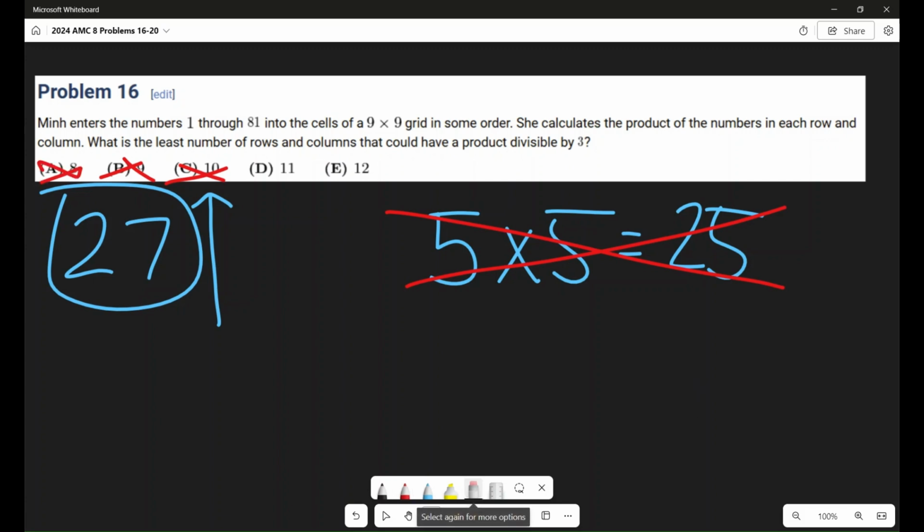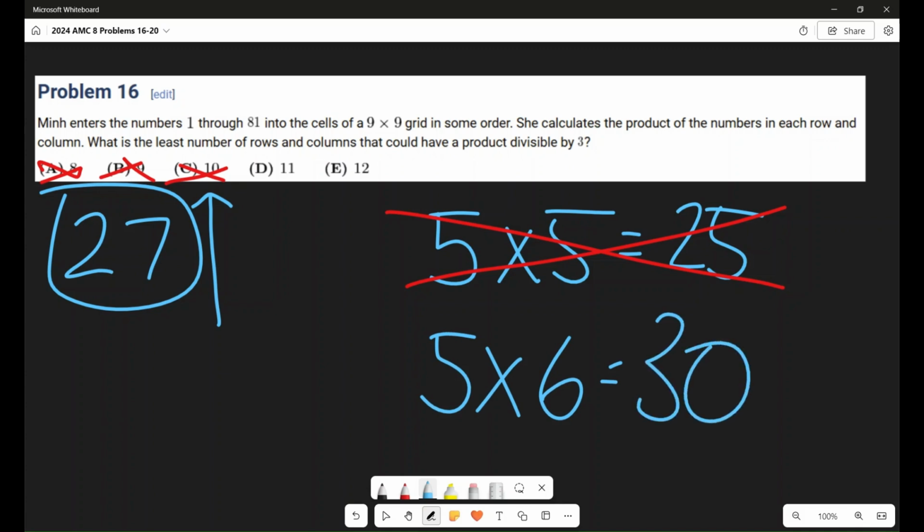So let's see if 11 works. Well, if it's 11, we can just make a 5 by 6 grid, and we have 30 spots available. And now we can place all 27 of our multiples of 3. So our answer is 11, and we can move on.